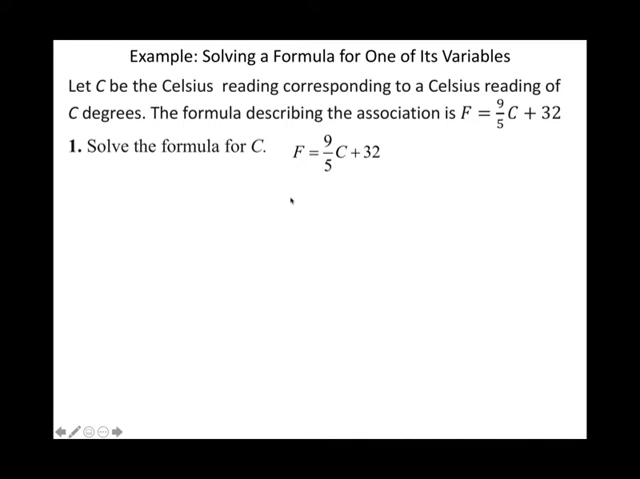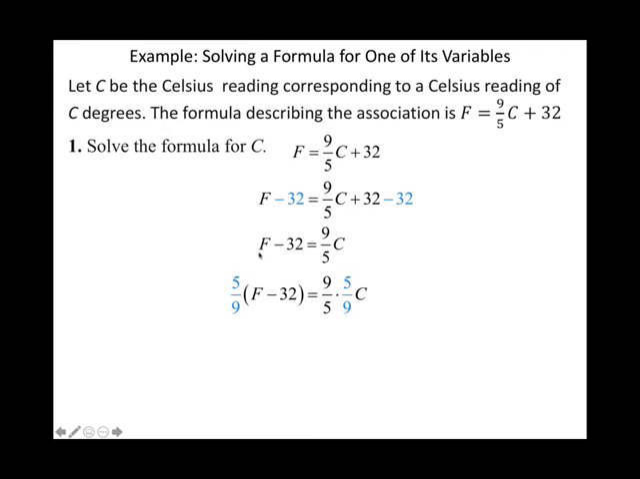So I want to find C equal to something, and this something is going to be in terms of F. So we just consider F to be a constant. First, we're going to get rid of the 32 here. So we're going to subtract 32 from both sides. These two cancel out. I'm left with this. And then I have the fraction in front of the C, 9 over 5. Remember, what is the reciprocal of 9 over 5? The reciprocal of 9 over 5 is 5 over 9, right? So we're going to multiply by 5 over 9 on both sides.